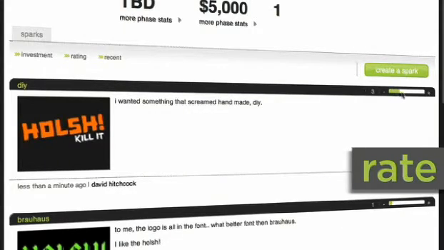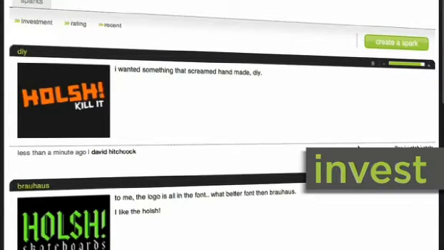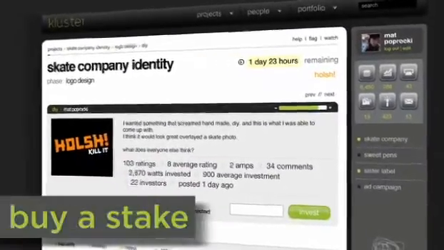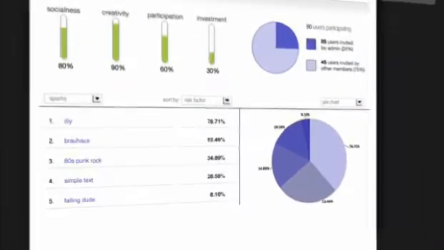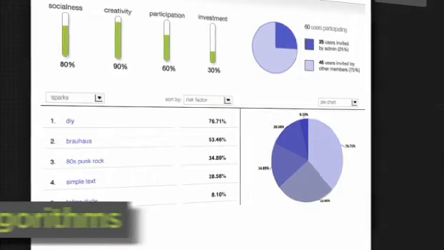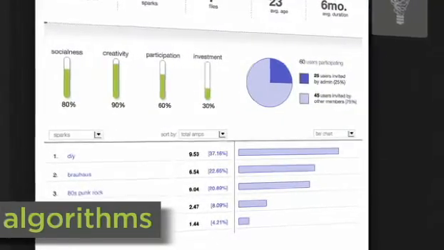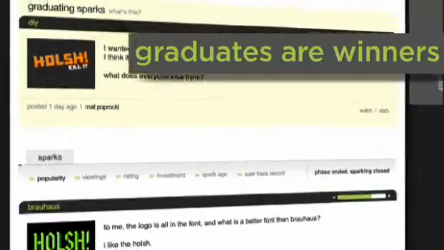All sparks and AMPs within the site can be rated from 1 to 10, but you'll really want to invest some of your watts into concepts that you like. Watts are Kluster's currency. Just like investing money in real life, when you invest in a spark, you're buying a stake. At the end of a phase, we use algorithms to assess hundreds of things, like the risk taken by each user, the amount of AMPs, and positive ratings. We use this data to determine what will graduate or win.